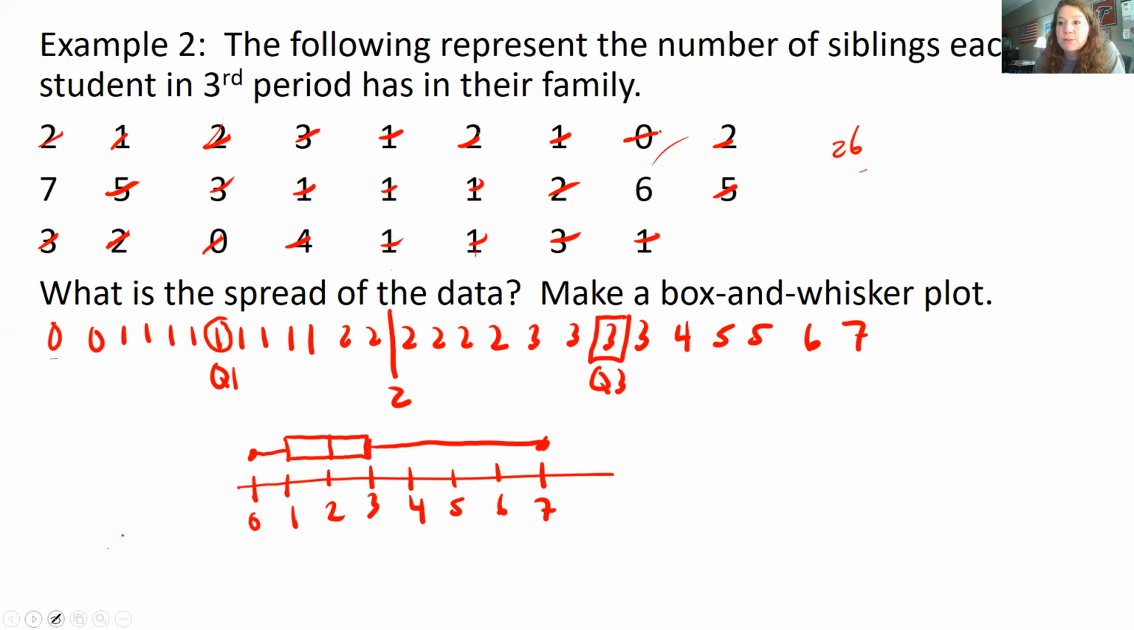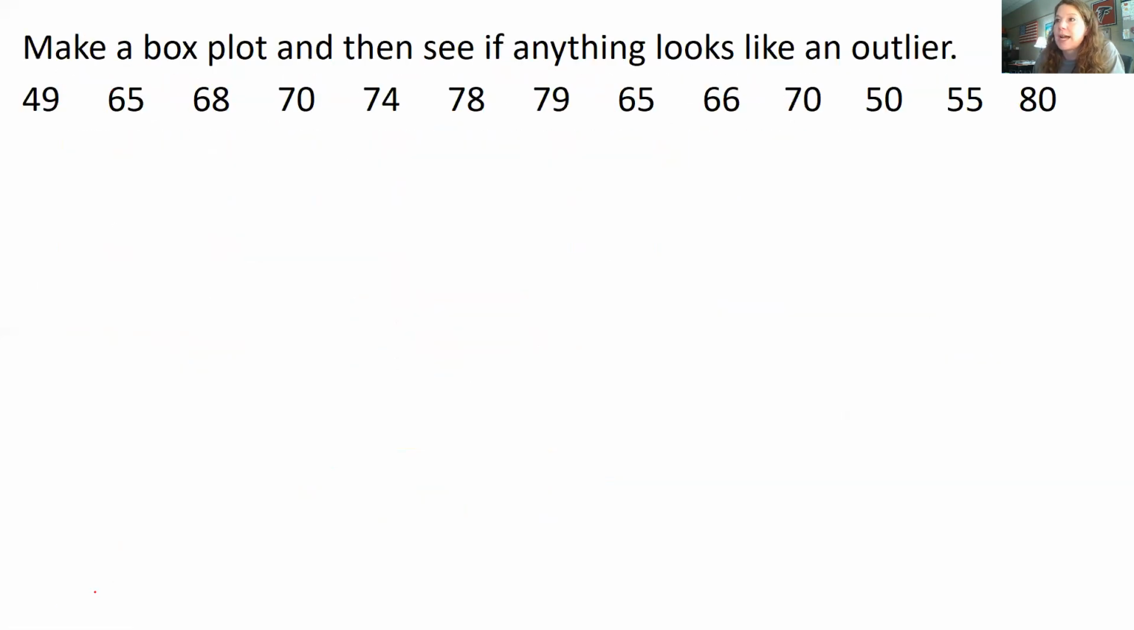So that's how you make a box and whisker plot. So I want you guys to try it. I want you to pause the video. First thing you got to do is put these numbers in order. Find the median, find the lower and upper quartiles and the smallest and biggest numbers, and then you're going to make your number line. All right, so pause me and try it out and let's see what you get.